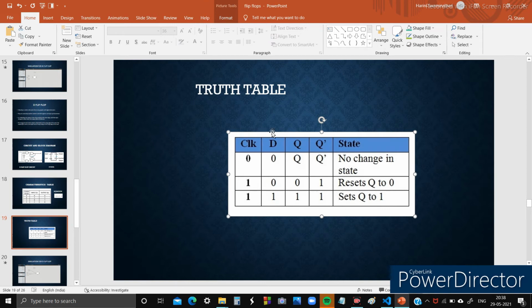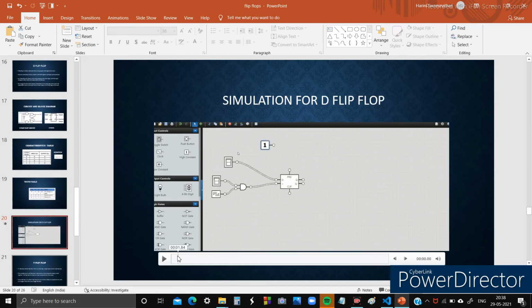Truth table. By giving 0 in clock, D can be anything, Q and Q bar, there will be no change in the state. By giving 1 in clock, D will be 0, Q will be 0, Q bar will be 1, and it resets Q to 0. Clock 1, D equal to 1, Q equal to 1, Q bar equal to 0, sets Q to 1.